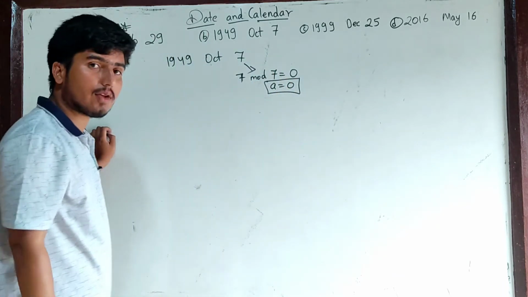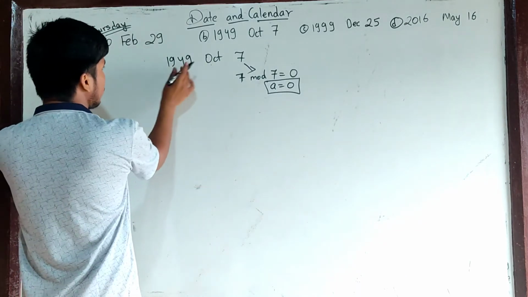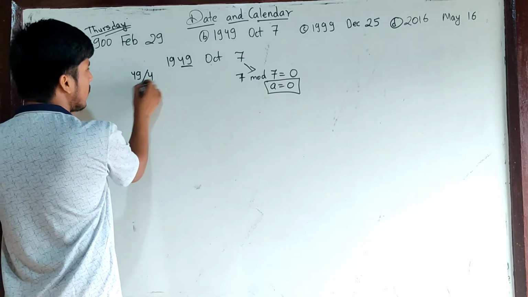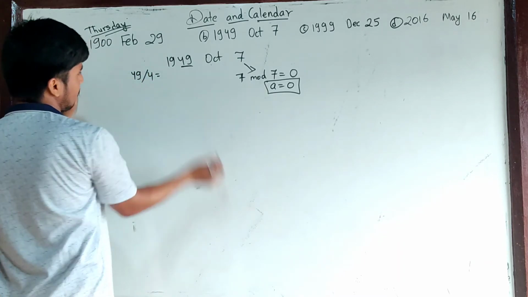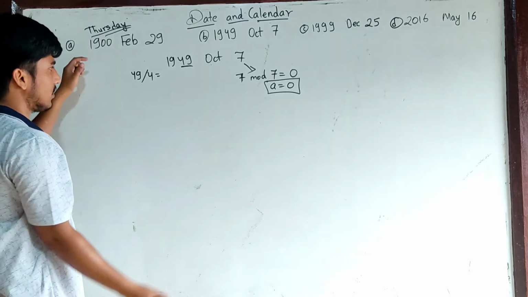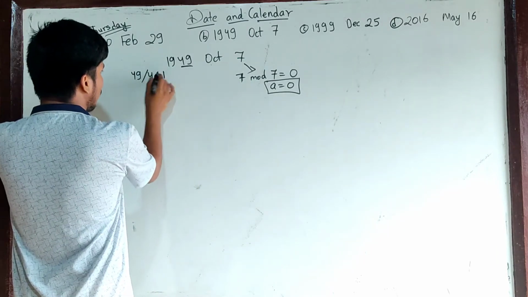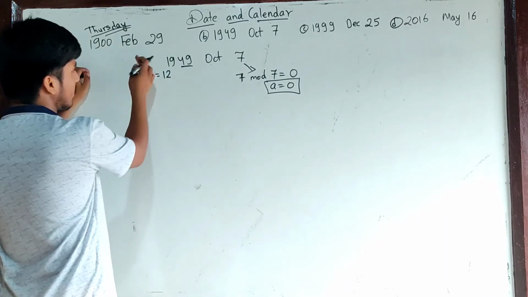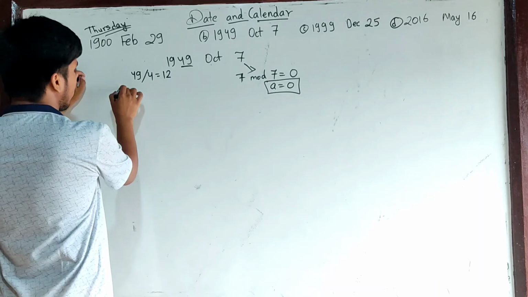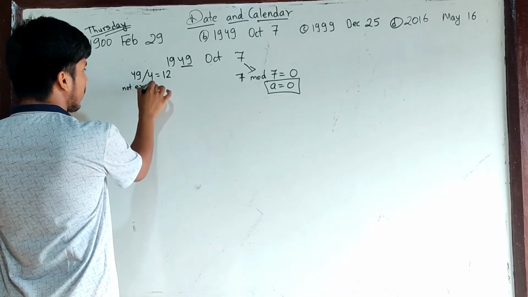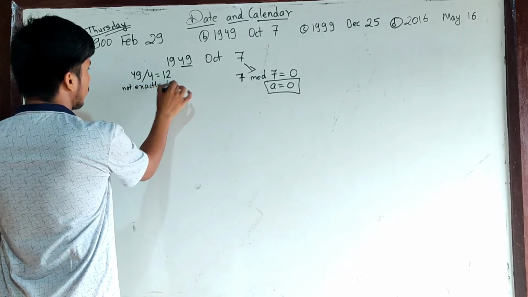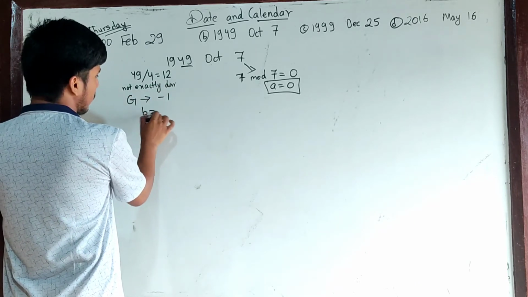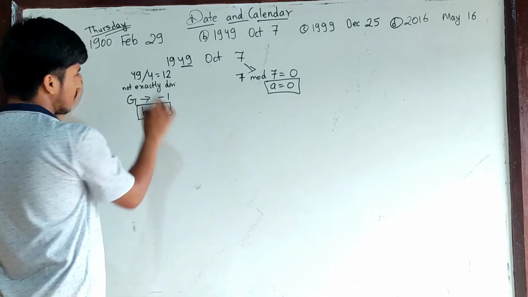And for the month, let's first find out the type of year, right? For finding the type of year, take the last 2 digits and divide by 4. If it's exactly divisible, then it's a leap year. If not, then it's a general year, right? 4 times 2 is 8 and the remainder is 1. So not exactly divisible, right? So this is a general year, and for a general year we have code -1. So this is the code for B, -1.